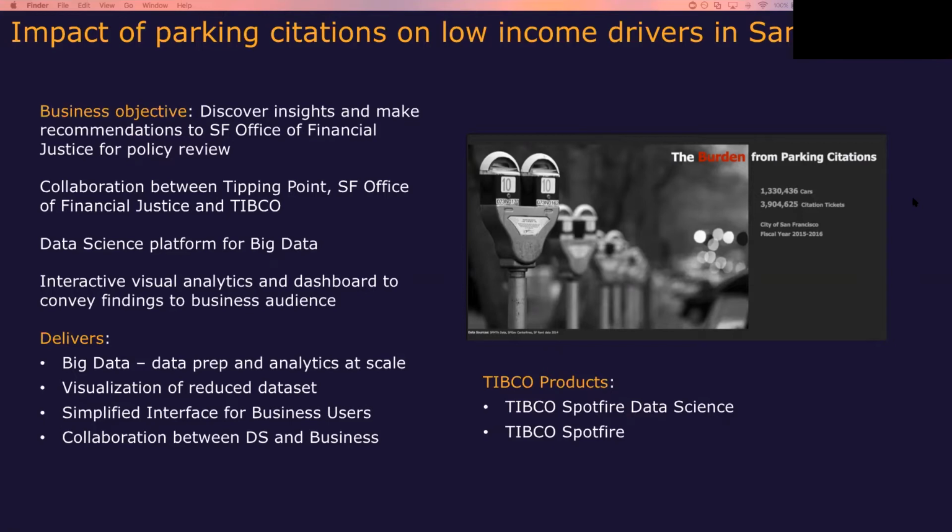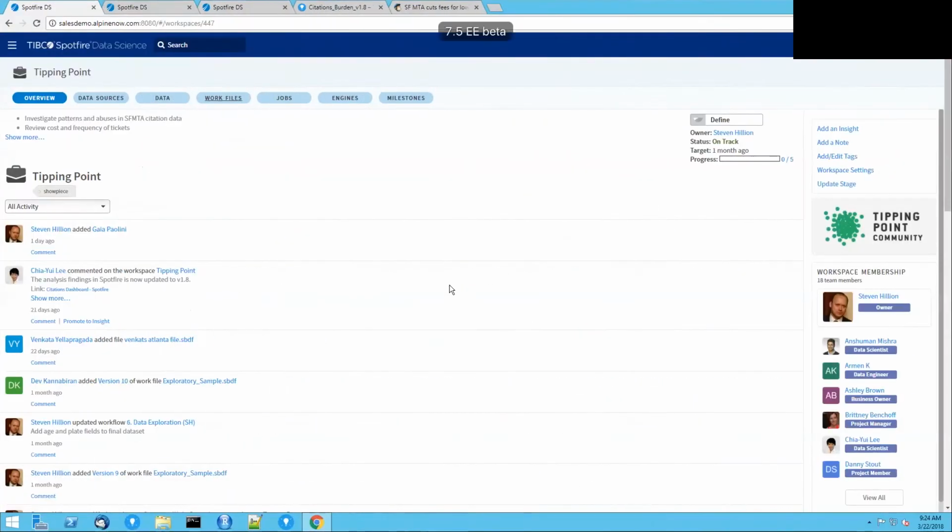So talking about the tools first, we have Spotfire Data Science. You can see I'm inside the workspace now. So this is what the look and feel of the workspace is. You can see it's very interactive. A lot of different team members can add their comments, add links to the file, and you can sort of trace almost a Slack-like interface for tracing file changes.